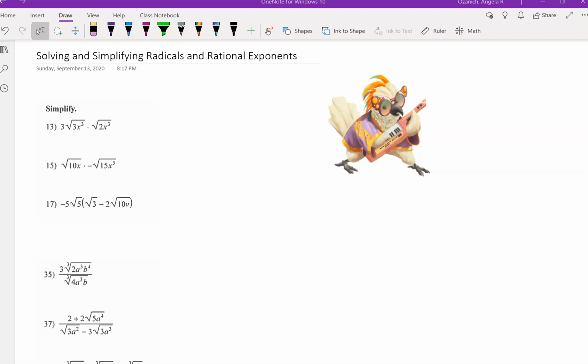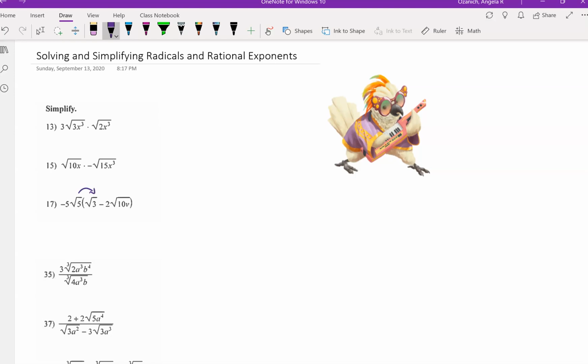Hey guys, I thought we could do a few more problems for simplifying and solving together and just see how this goes. Sometimes these get a little bit messy, as I'm sure you can imagine. And the simplifying ones, just remember that you can multiply underneath the radical. You can't add and subtract.